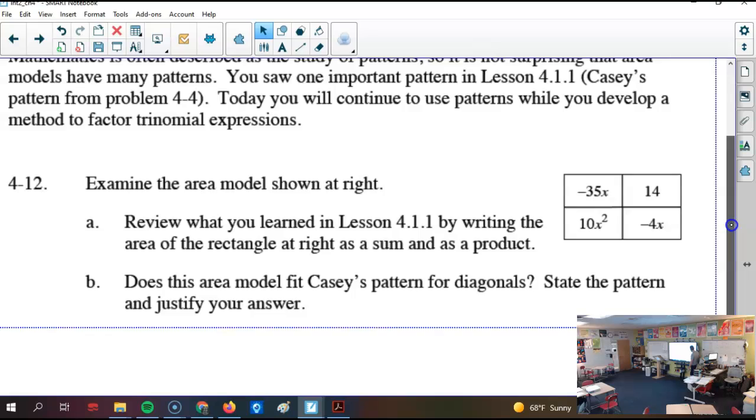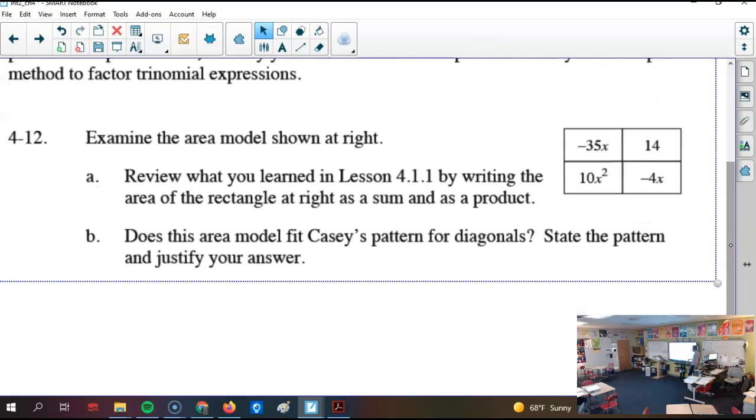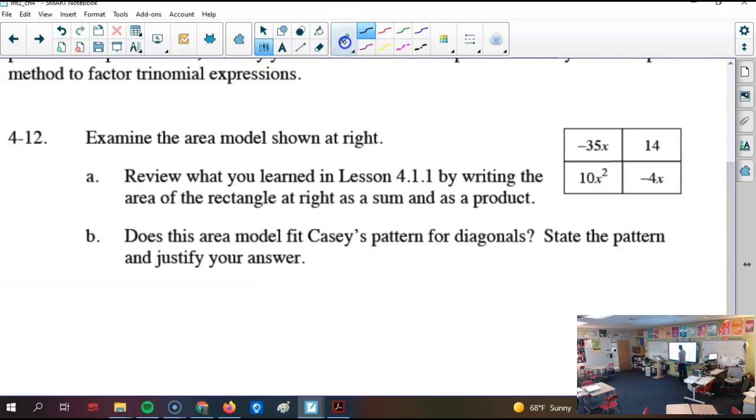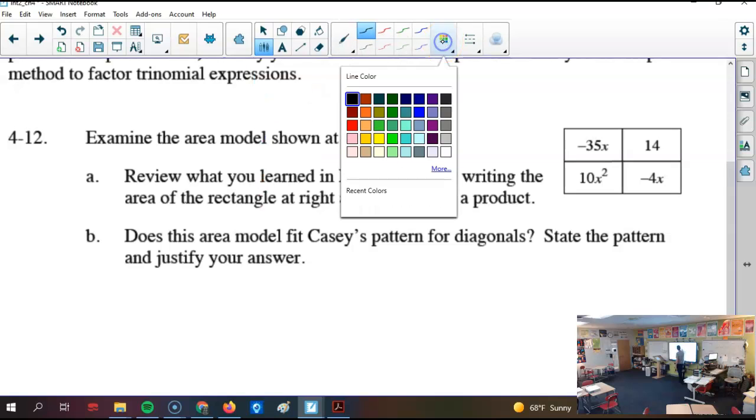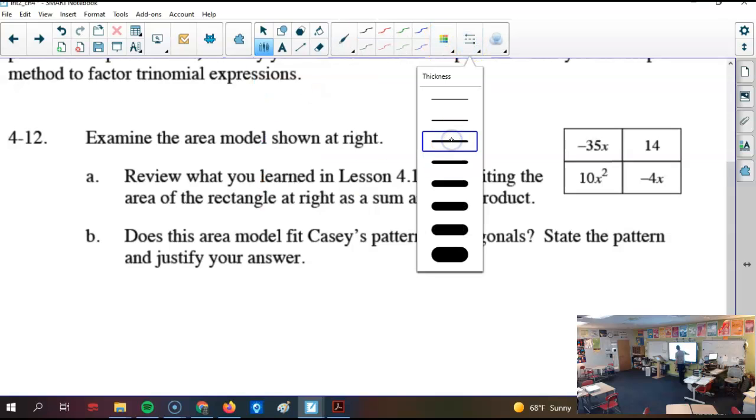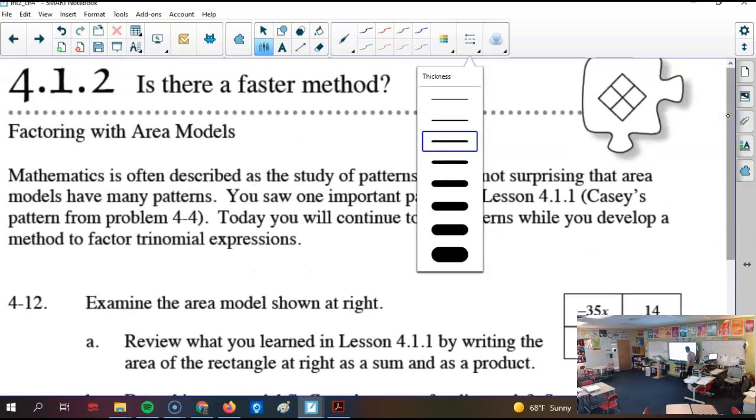So let's go ahead and write this out as the pieces that we've been talking about, right? The area written as a product and as a sum. So take a moment and copy this onto your graph paper. And then we're going to write it out and put the like terms together. Factoring with area models. You do not need to apologize for asking.